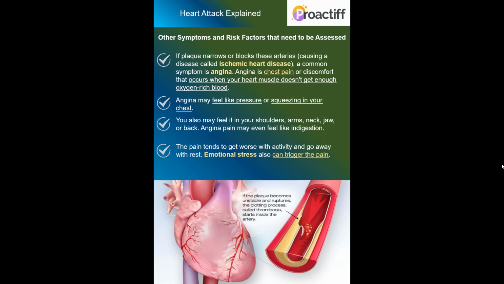As you see, if the plaque becomes unstable and ruptures, the clotting process called thrombosis starts inside the artery.